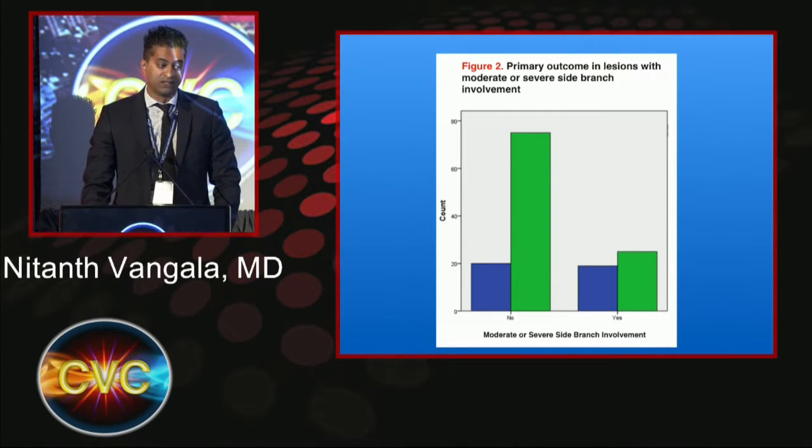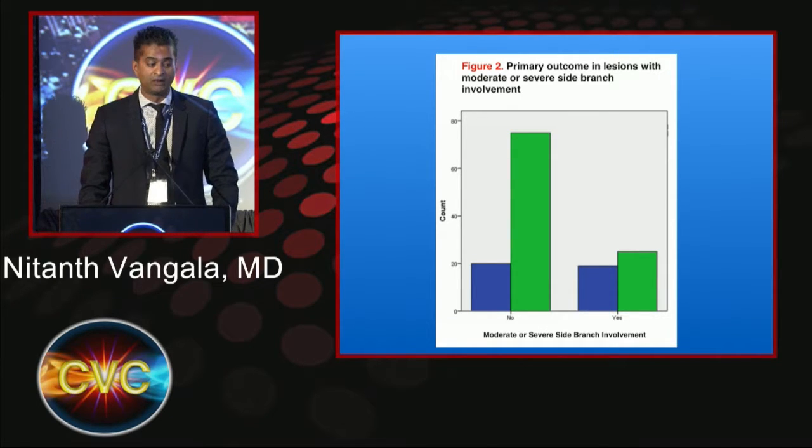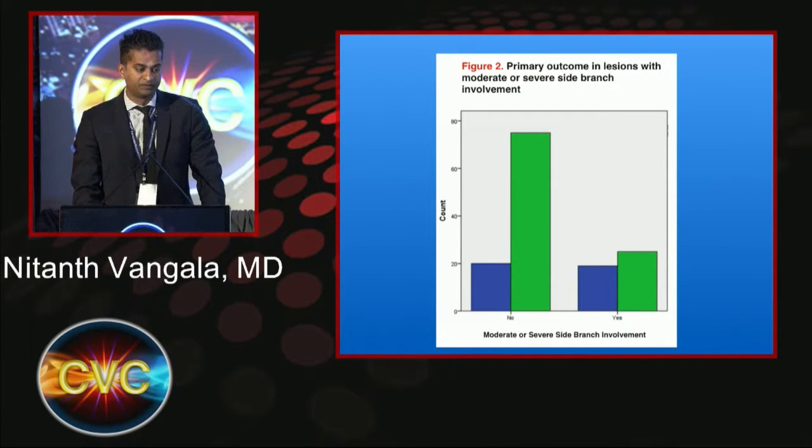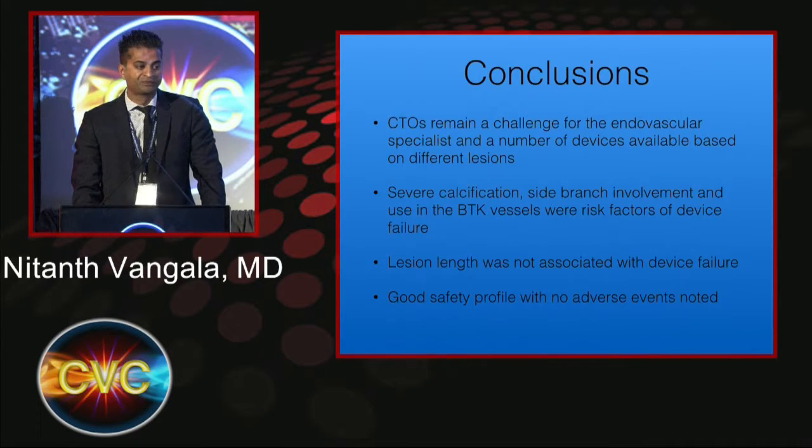Now looking at moderate and severe side branch involvement. Again, the same thing. On the left are the lesions without moderate or severe side branch involvement. You can see a much higher success rate. And then as you go down to the patients that did have moderate or severe side branch involvement, you did see a drop-off in the success rate.